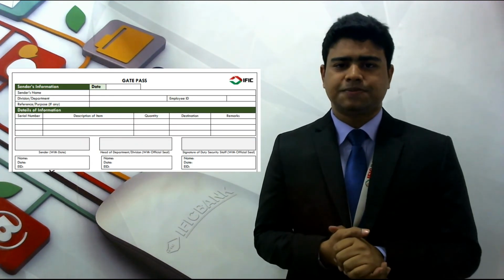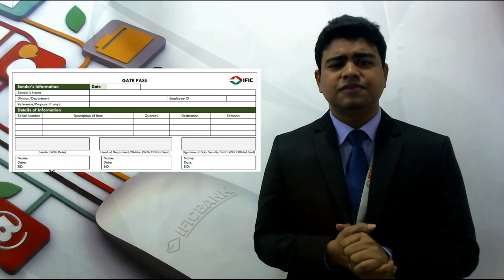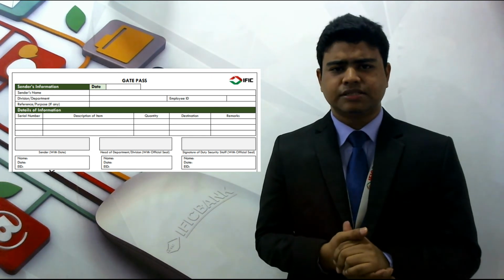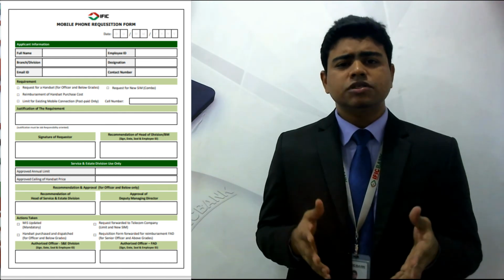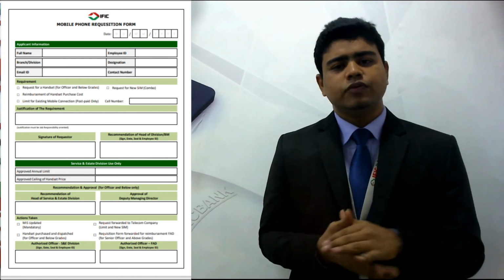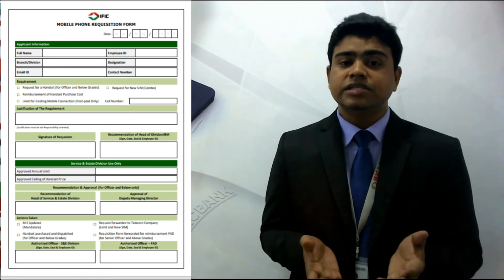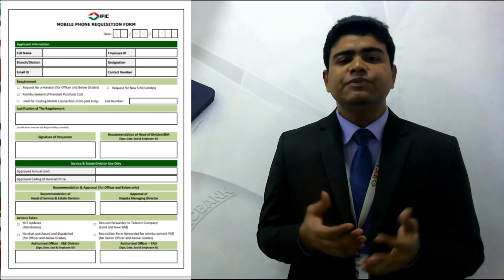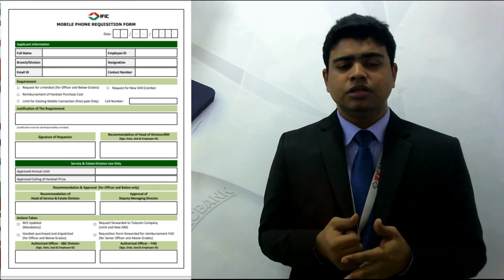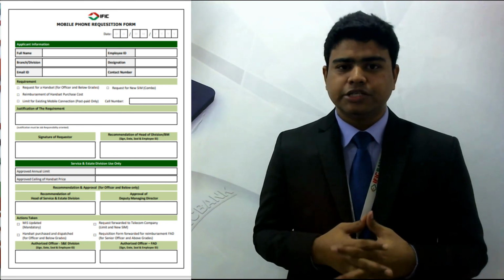Now I will briefly discuss internal use forms. First of all, the guest form is needed to ask for the entry card from the head office. The next one is mobile phone requisition form. We use the mobile phone requisition form for requesting a handset, a new SIM, reimbursement for a handset purchase cost, and limit for existing mobile connection, and that is also postpaid only.